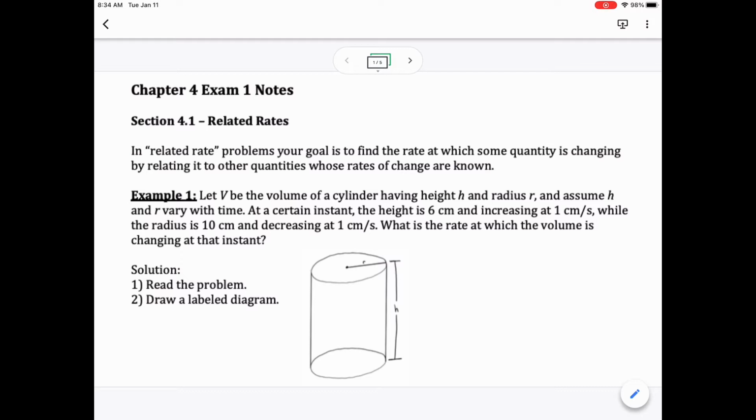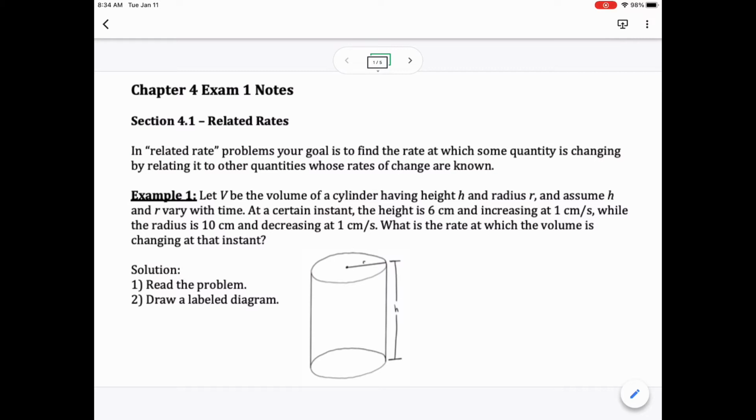We'll go through that for this first example, but the first step is being able to read the problem. So for this first example, let V be the volume of a cylinder having height h, radius r, and assume that h and r vary with time. At a certain instant, the height is 6 centimeters and increasing at 1 centimeter per second, while the radius is 10 centimeters and decreasing at 1 centimeter per second. What is the rate at which the volume is changing at that instant?